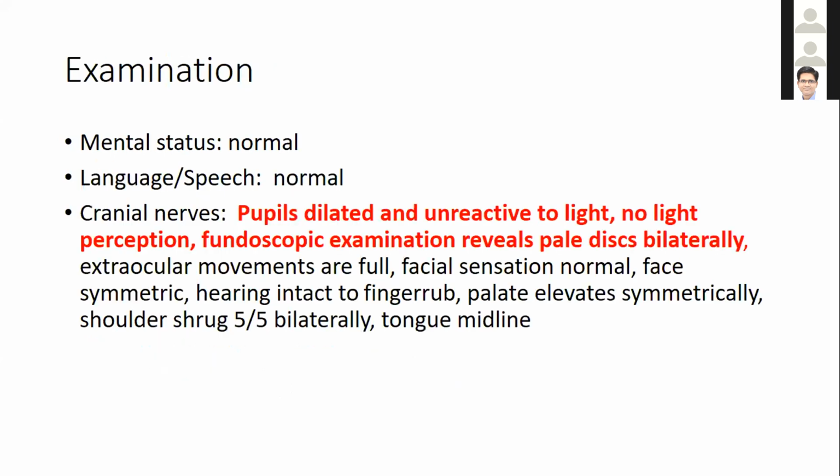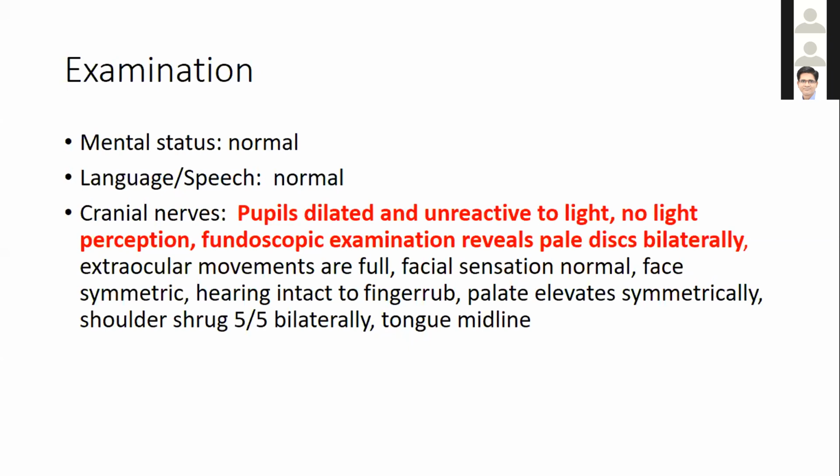So on our exam, when she finally presented to our service, she had a normal mental state exam. Her language was normal. On her cranial nerve exam, the pupils were dilated and unreactive to light, both sides, and there was no light perception in both eyes. The fundoscopic exam revealed a pale disc bilaterally. The extraocular movements were normal, facial sensation was normal, and the face was symmetric. Hearing was intact to finger rub, palate elevated symmetrically, and the shoulder shrug was 5 out of 5 bilaterally with a midline tongue.